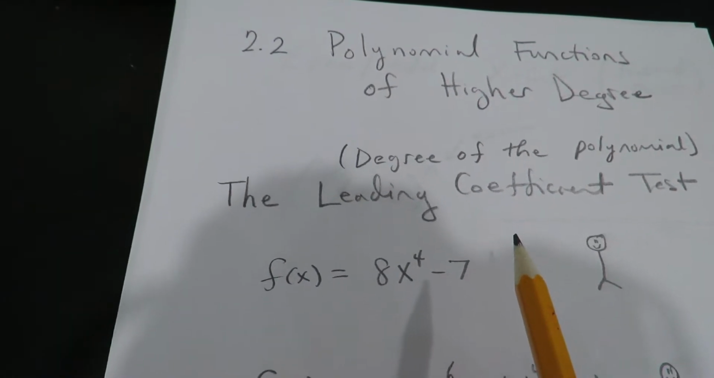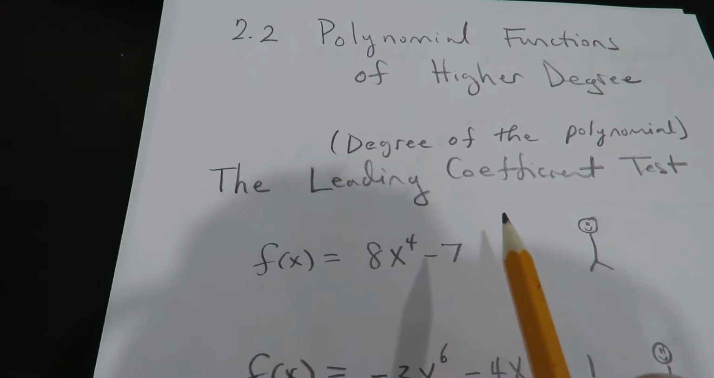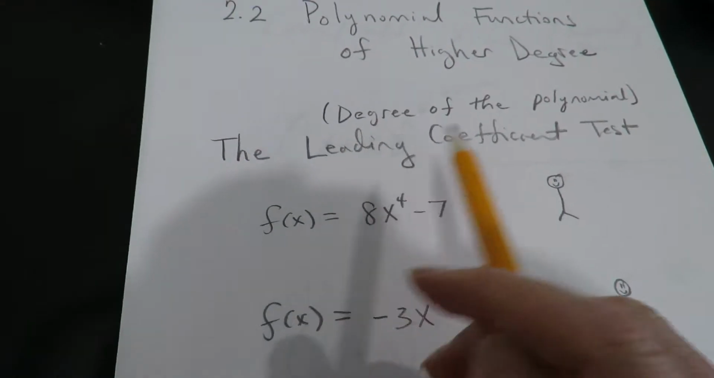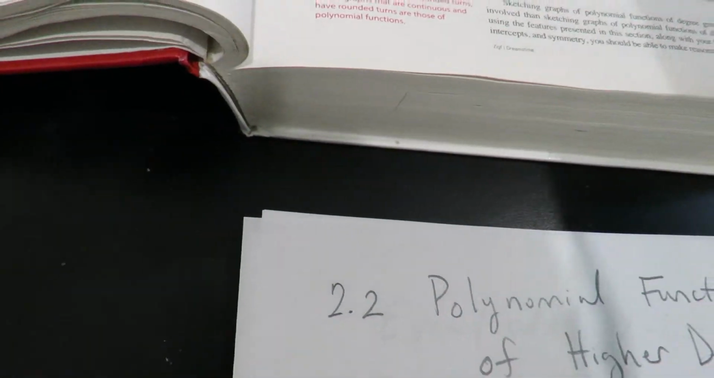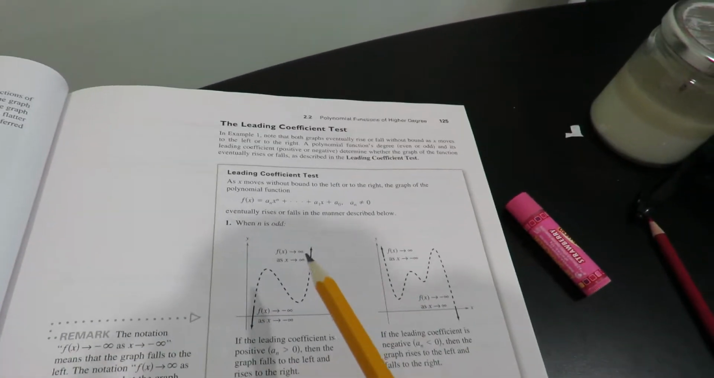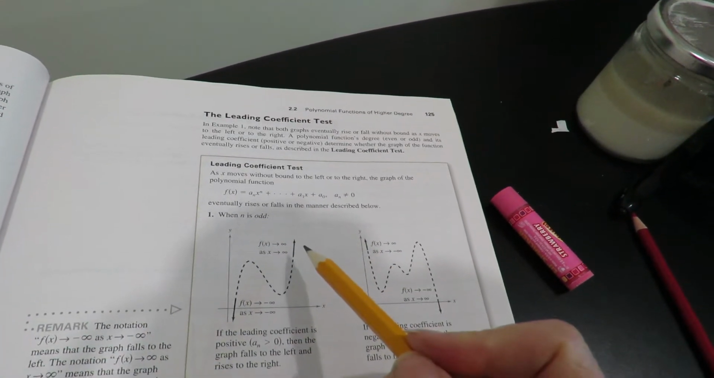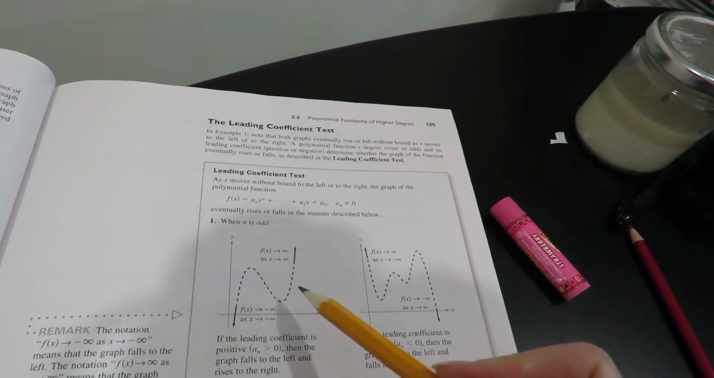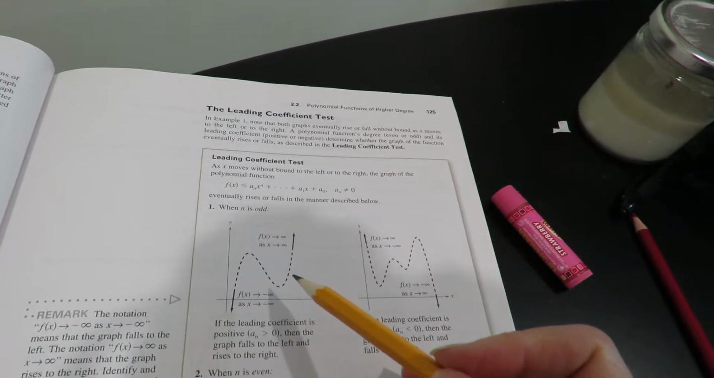All right, there's two skill sets that I'm going to show you before we actually draw this. So the first thing I'm going to show you is something called the leading coefficient test. The leading coefficient test tells you what's happening at the ends of the graph. It is not referring to the middle, okay?